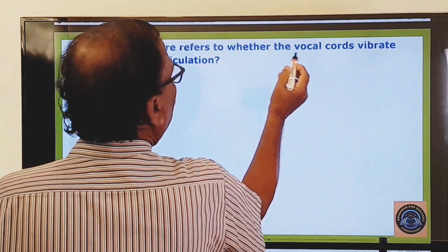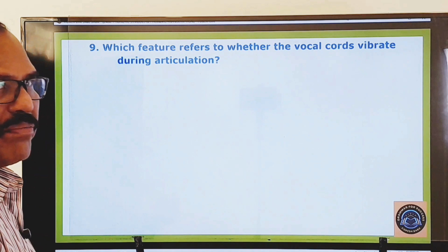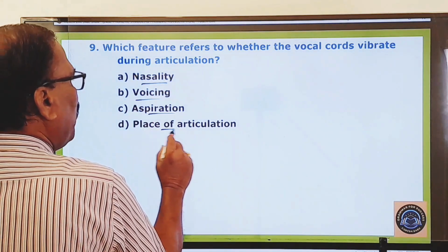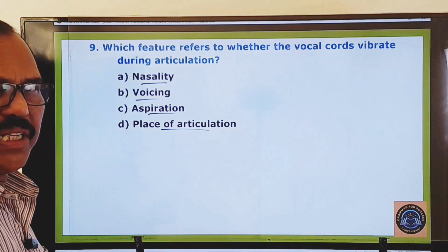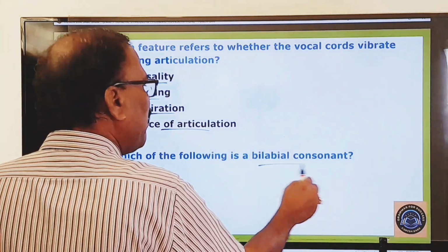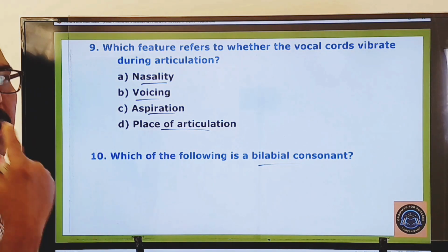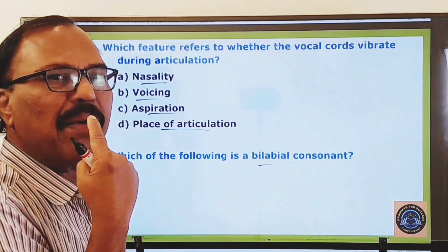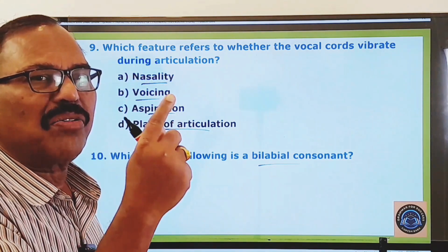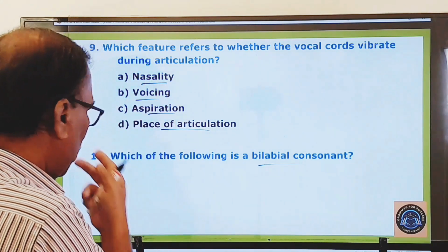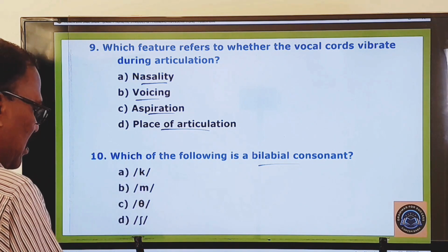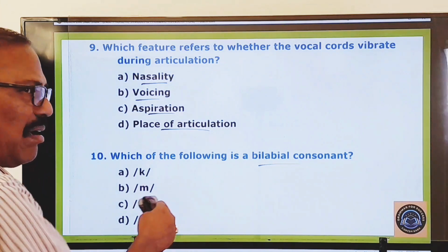Which feature refers to whether the vocal cords vibrate during articulation? Another question is there. Here you pay attention. Nasality, voicing, aspiration, place of articulation. You know this answer very easily. You can answer it. Right. Which of the following is a bilabial consonant? Bilabial. Bi means two. Labia means lips. So bilabial means when two lips come together, that consonantal sound is formed. He is asking you to choose. Ka, ma, tha, sha. These are the sounds. What is that bilabial? You can easily identify that.